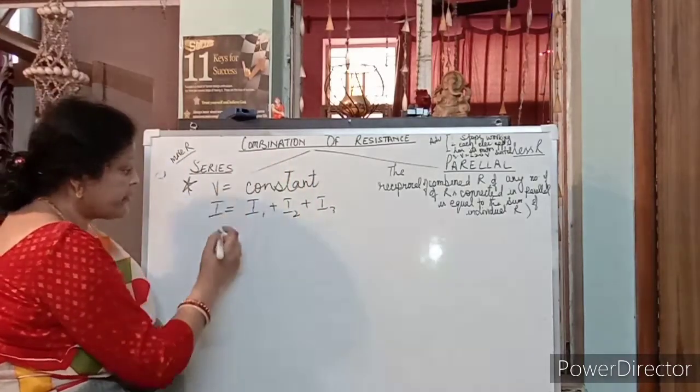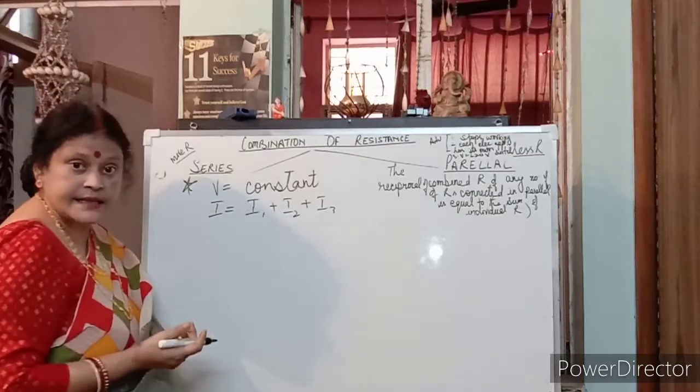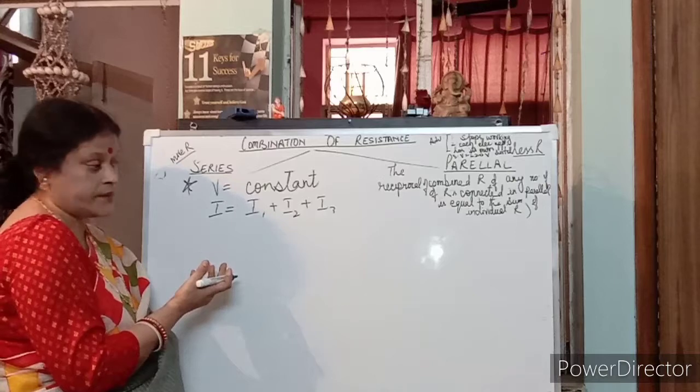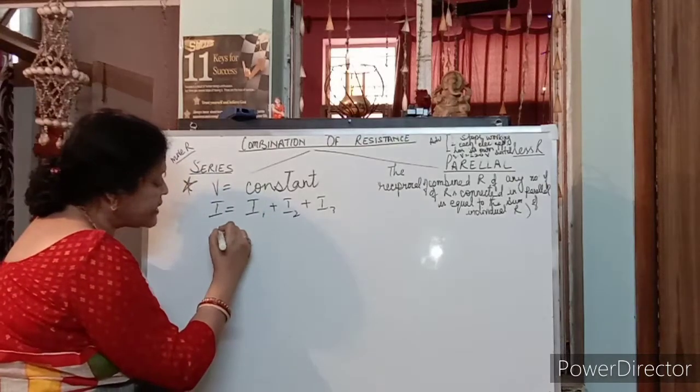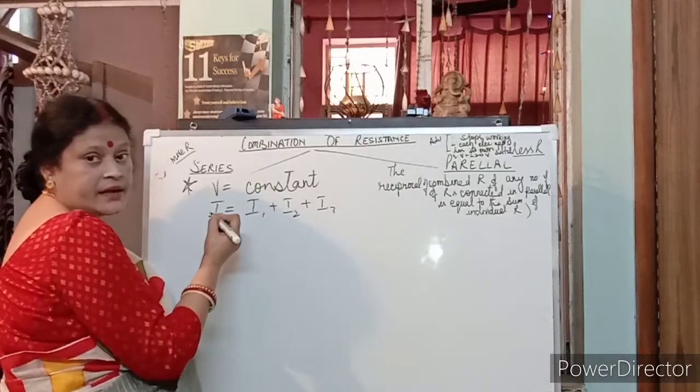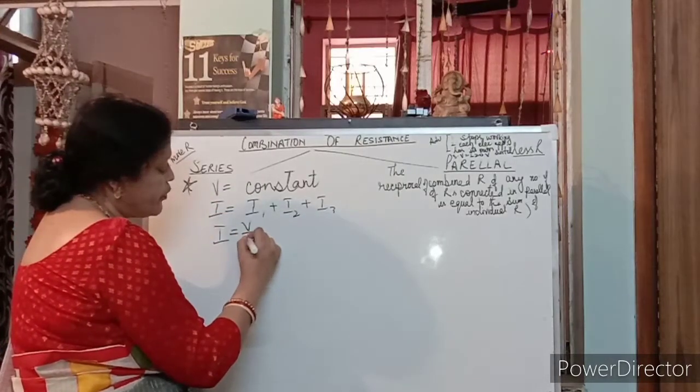Right? Now if I say, we have to find the relationship between the resistance, voltage and current. By Ohm's law, we know that V is equal to IR, then I is equal to V upon R.